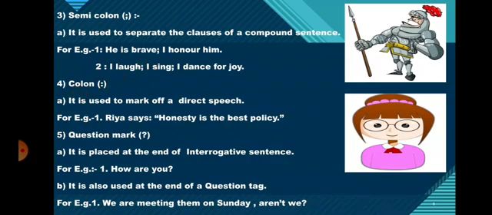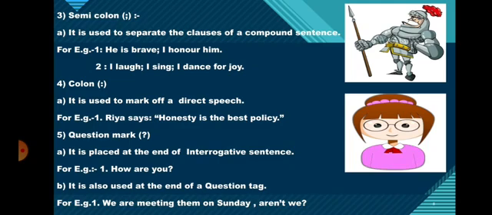Fourth, colon. It is used to mark direct speech. For example, Riya says: "Honesty is the best policy." What Riya says? So here, after "Riya says," we have to put a colon. In order to mark direct speech, we are using a colon.